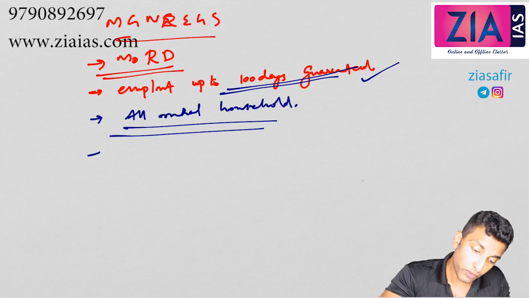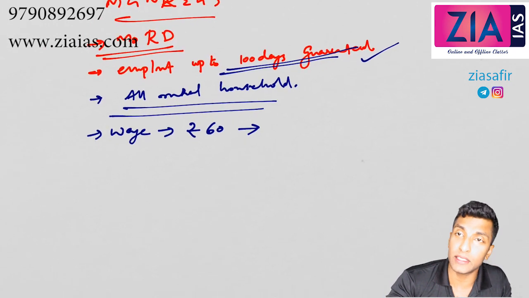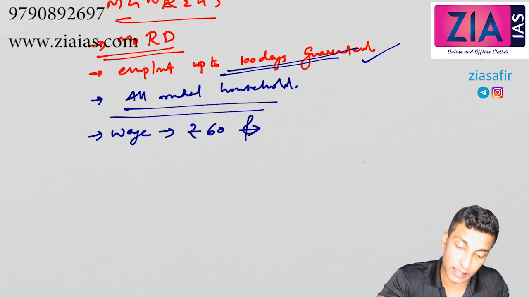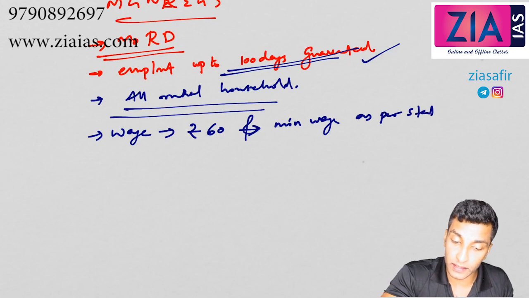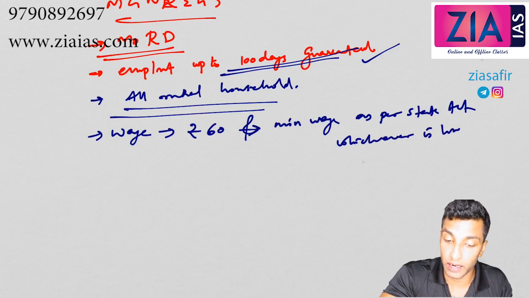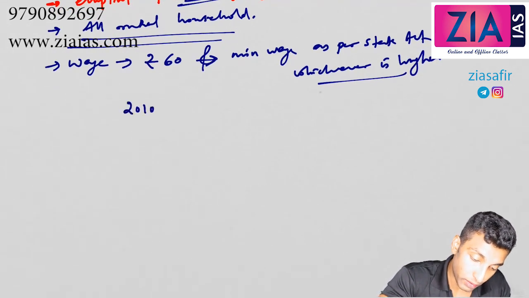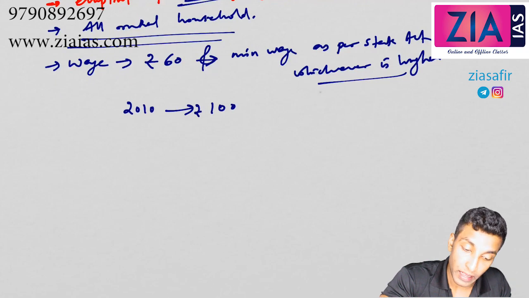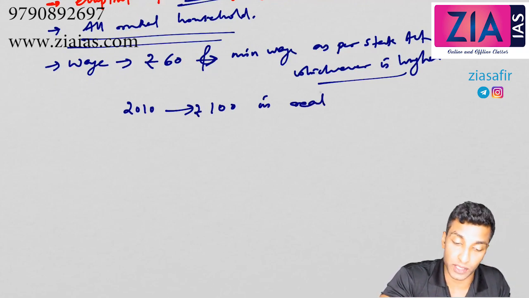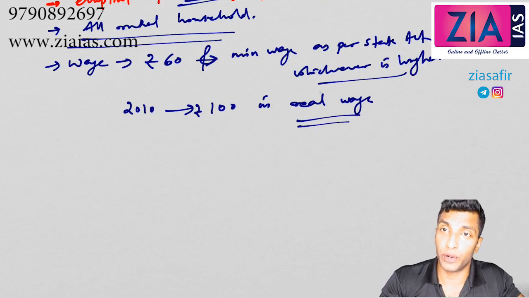What is the wage? Earlier the wage was 60 rupees, or the minimum wage as per the state act, whichever is higher. Out of these, whichever is higher will be the wage. Now what is the wage now? In 2010 it was changed to 100 rupees in real terms. We discussed this when we covered real GDP, real national income, real interest rate, etc. Real means you need to adjust it for inflation.